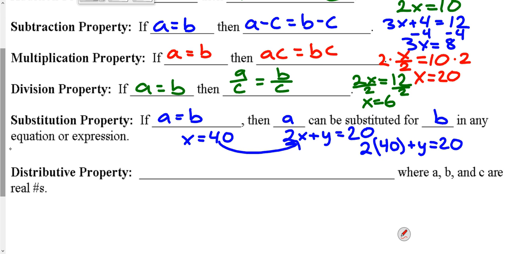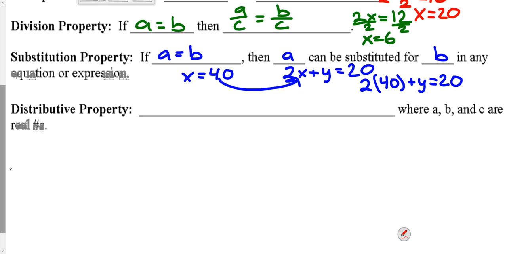The distributive property is A times parentheses B plus C equals A times B plus A times C, where A, B, and C are real numbers. So the distributive property is when you're distributing that A into the parentheses and multiplying it by B and multiplying it by C.